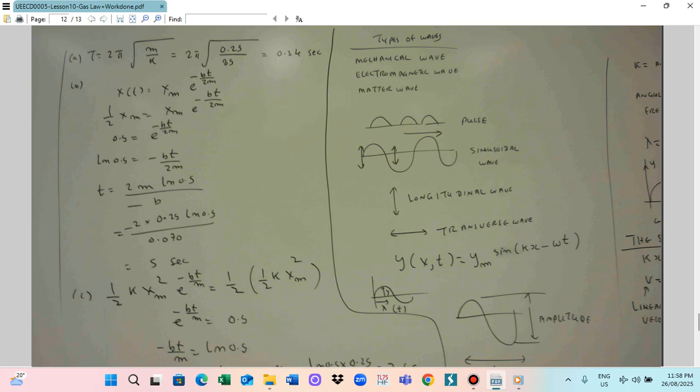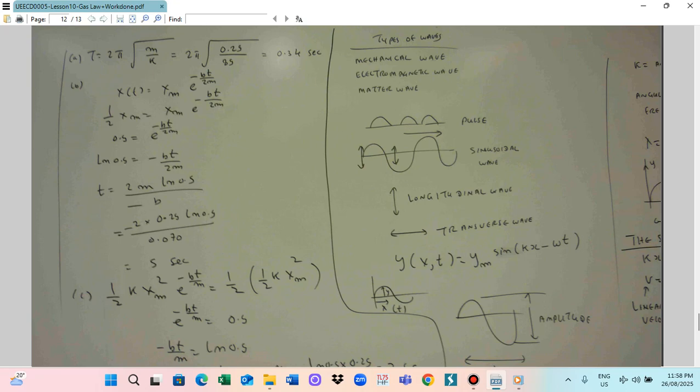So this is for part A. And for part B, how long does it take for the amplitude to reach half of its initial value? We can calculate this. The formula is h(t) equals h_m e to the power of minus bt divided by 2m. So h(t) is half of the amplitude. Half the amplitude is half of h_m, which is equal to h_m e to the power of minus bt divided by 2m.